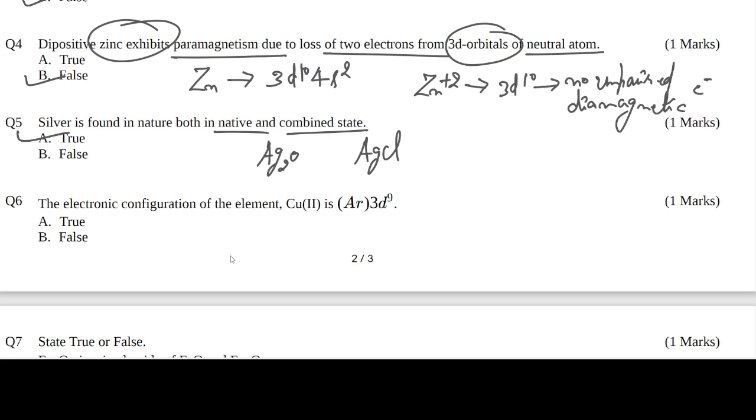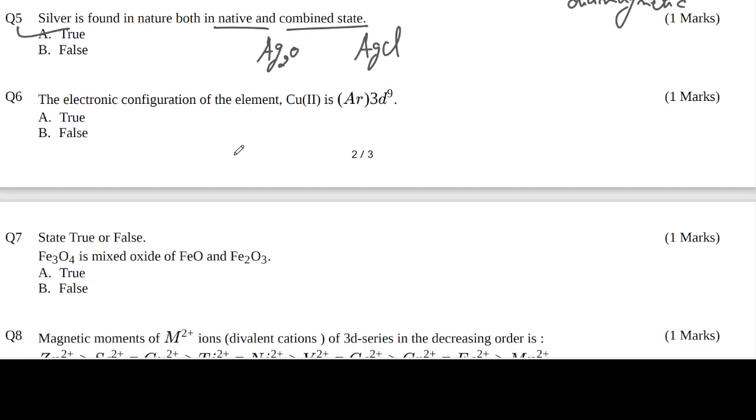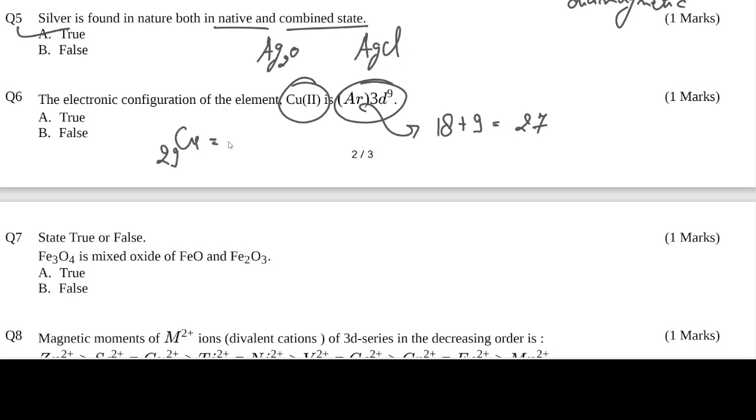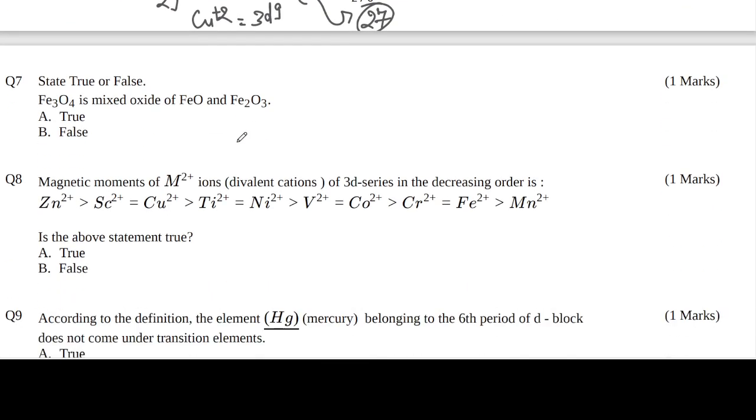The next question is the electronic configuration of copper plus 2, which is argon 3d9. Argon is 18, and if you add 9 electrons, it will become 27, right? Copper is 29, so its electronic configuration is 3d10 4s1. But copper plus 2 will be 3d9, and 3d9 means the total number of electrons will be 27. 27 electrons are here, 27 electrons are here, so it is the true statement. Okay, next question.